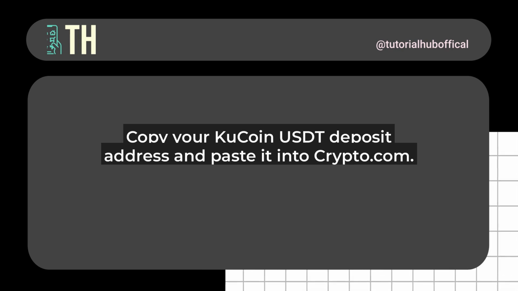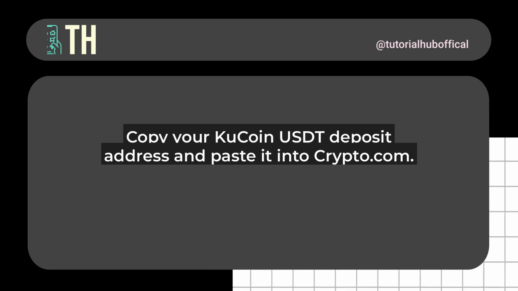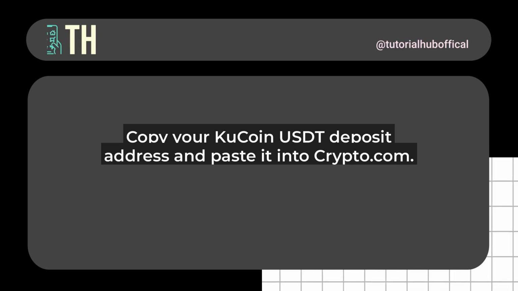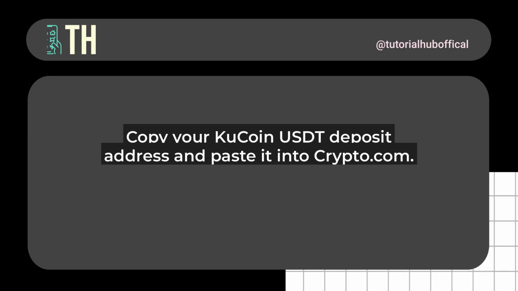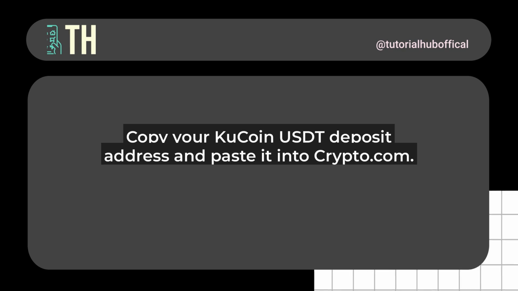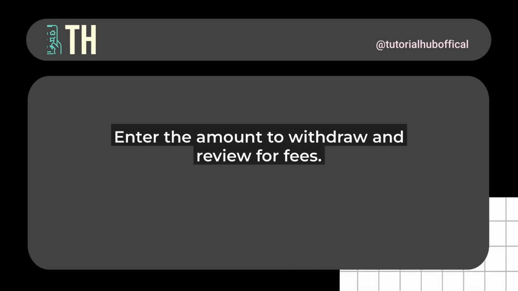Step 2. Choose the network for your withdrawal. USDT can be on networks like Tron, TRC20, or Ethereum, ERC20. So pick the one that matches your Kucoin wallet to avoid any issues or extra fees. Enter the amount you want to withdraw. Remember to account for any network or platform fees.